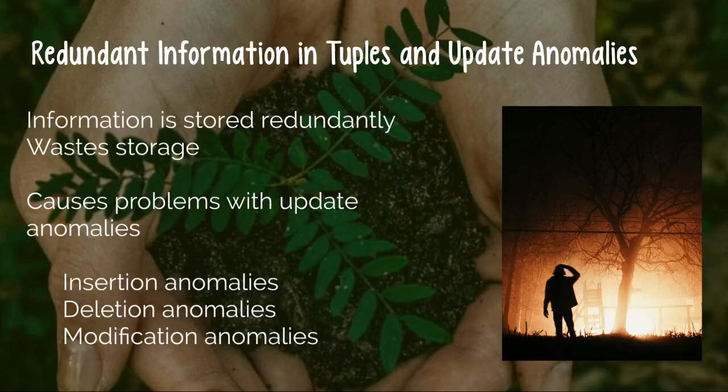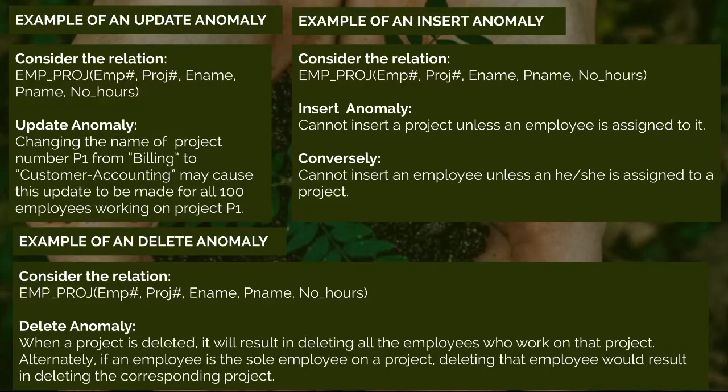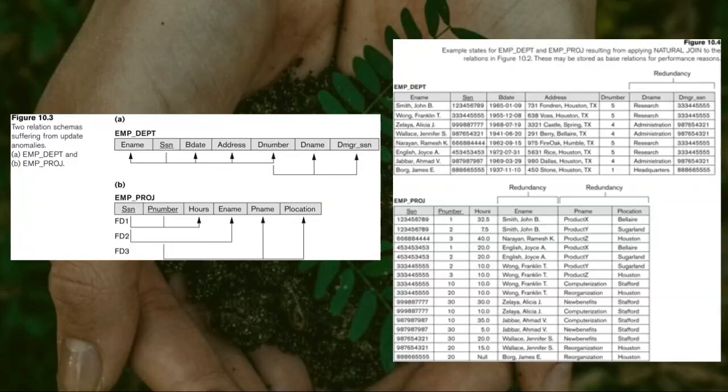And also that will happen to the employee project relation that we have talked about. Whenever that happens, the storing of information redundantly is a waste of storage. And it causes problems with update anomalies, such as insert anomalies, deletion anomalies, and modification anomalies. So we can take several examples of update anomalies, insert anomalies, delete anomalies, and modification anomalies in this.